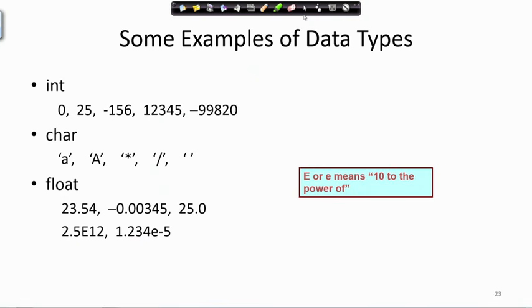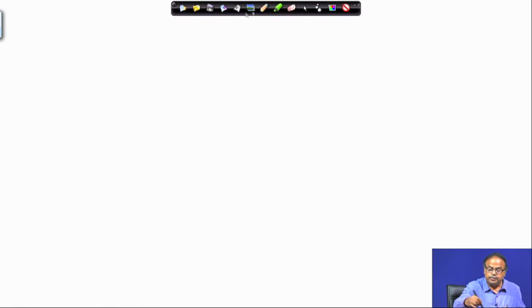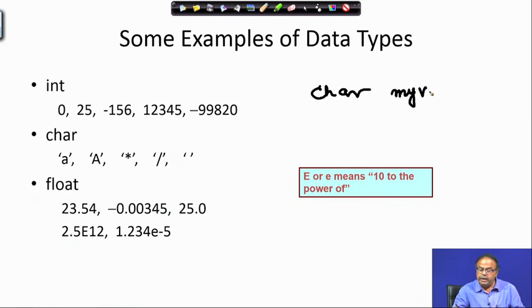Now, let us come to some examples of the data types. You can see integer 0, 25, minus 156, all these are examples of integers. Now, here I am for the first time showing some characters. Now, the character values have got something special. Say I am declaring some variable as type char, my variable, I name that myvar.